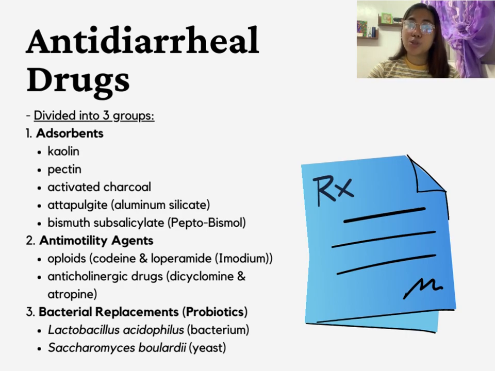Next, opioids such as codeine and loperamide or Imodium, and anticholinergic drugs such as dicyclomine and atropine may be used to slow intestinal motility and to relieve pain associated with abdominal cramping.